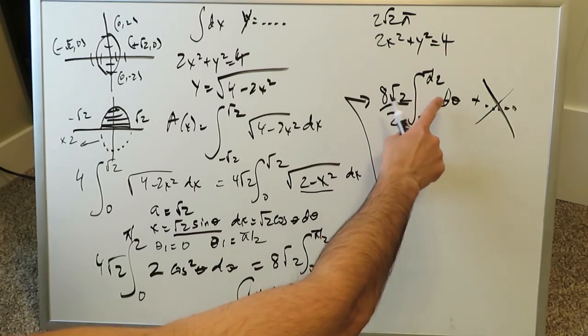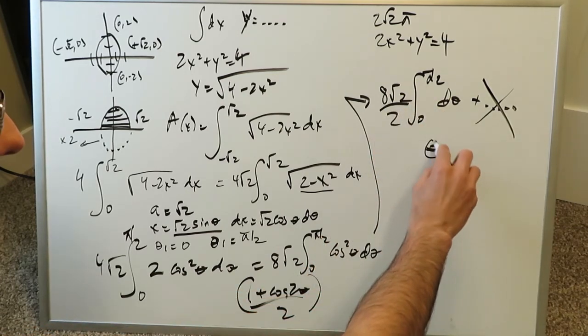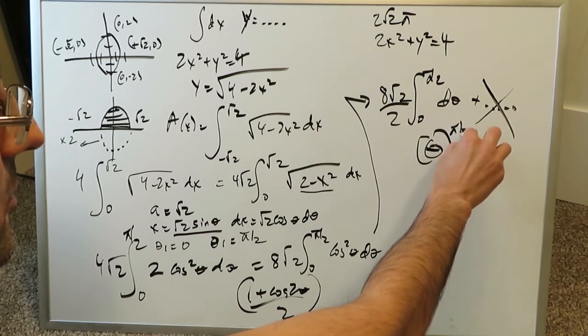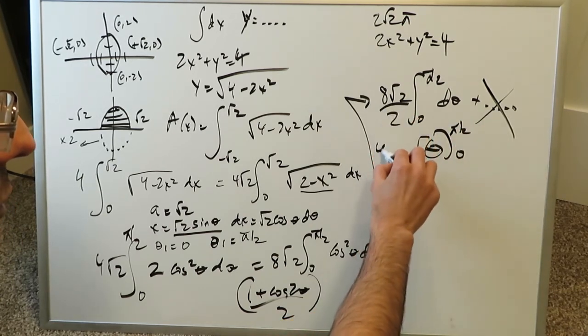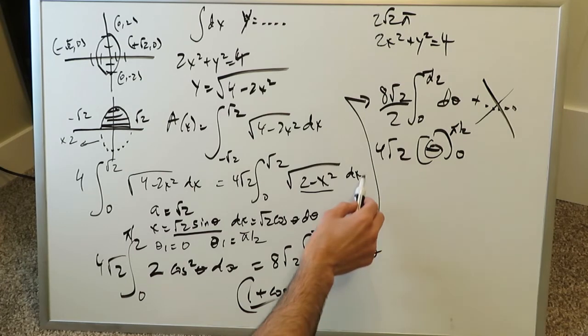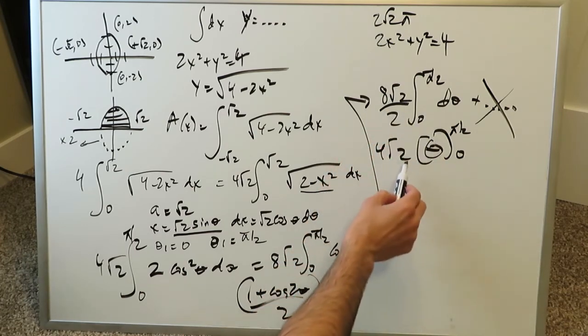The antiderivative of this d theta is just theta, evaluated from 0 to pi over 2, and we have here 4 root 2. Remember, 4 root 2 divided by 2 is a 2, and 2 times 2 is a 4. 4 times that root 2 is a 4 root 2.